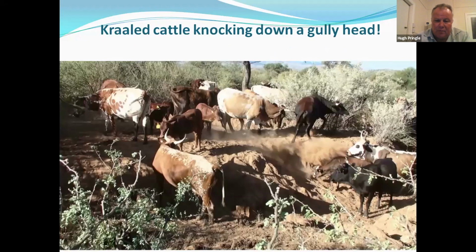In Africa, in Namibia, we've used cattle to smash down the gully heads, keep them in for 3-4 nights, let them out every day, and then put them in until we're happy with what they've done, and then lock up the kraal again.